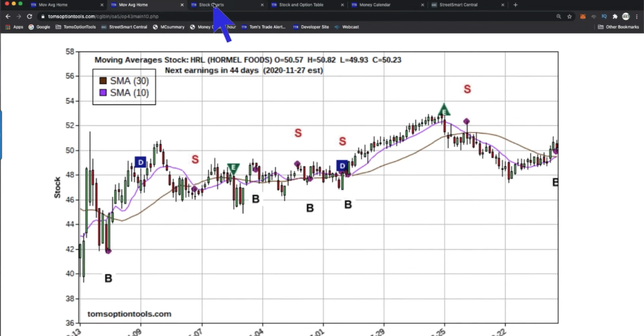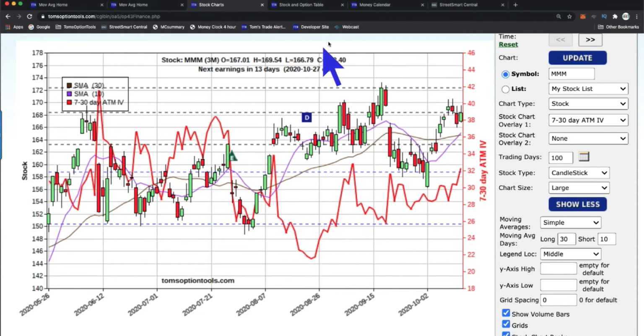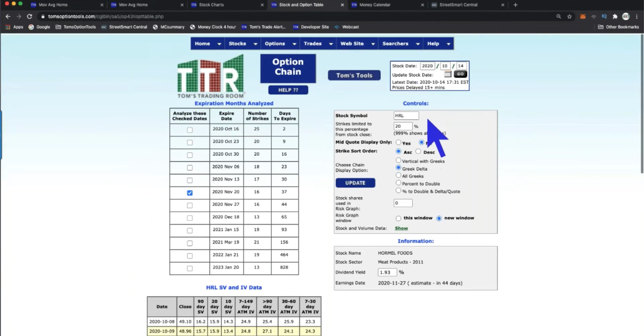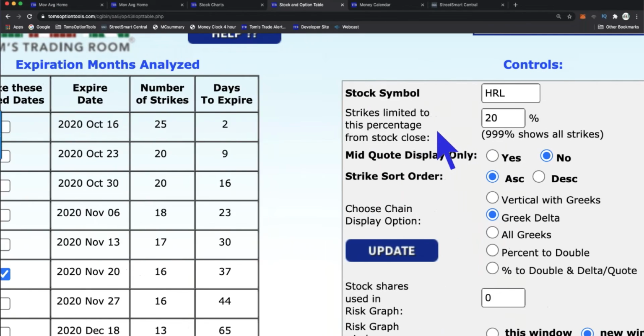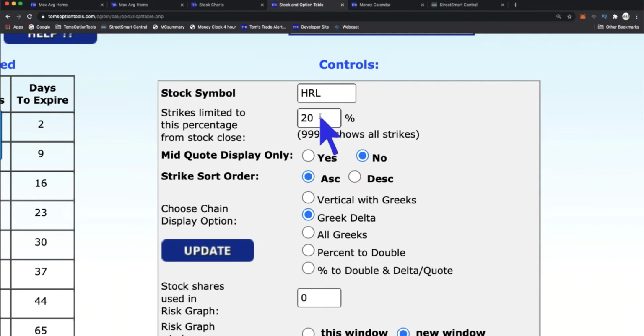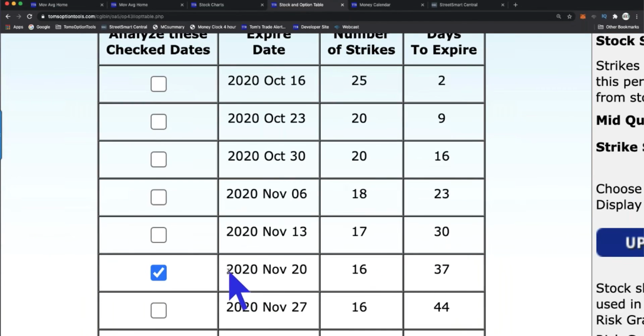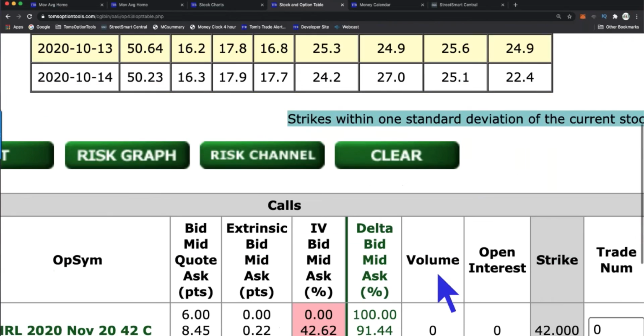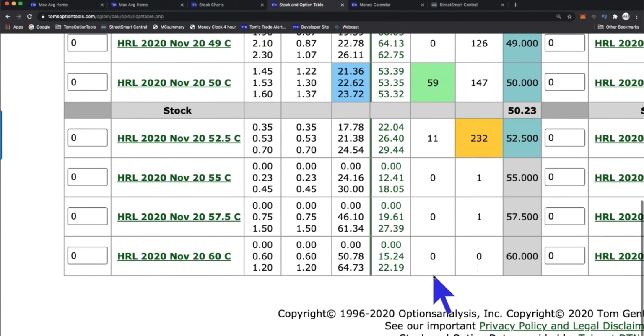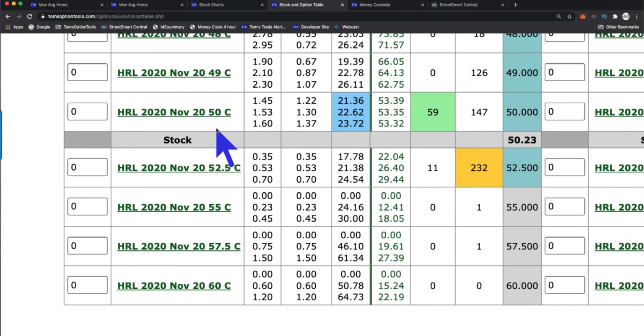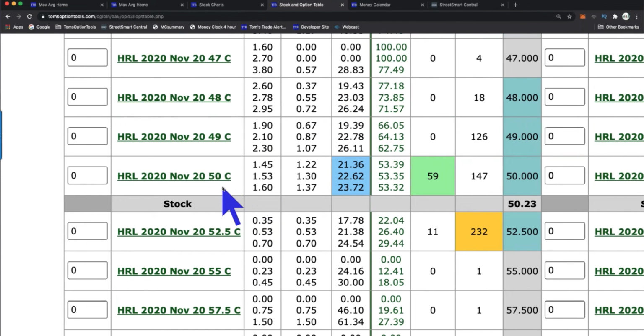Well, let's go look at a stock chart or an option table. Here's an option table with Hormel. And the same thing, I'm looking at 20% up. I'm also looking at November 20th options. And I'm coming down and I'm looking at the calls for November 20th. And you can see here, we've got 50s, we've got 52.5, 55, 57.5, 60, right? So the 50 calls are $1.53. They're already 23 cents in the money.